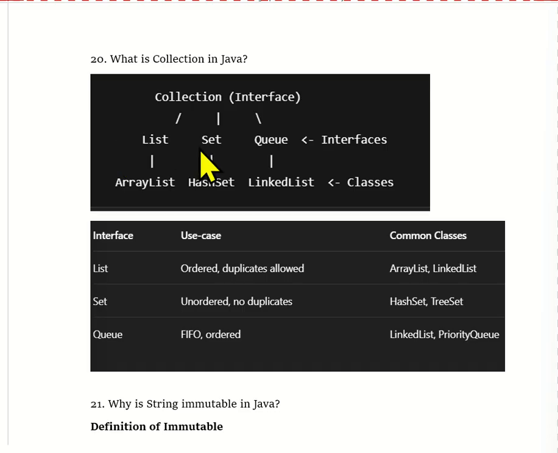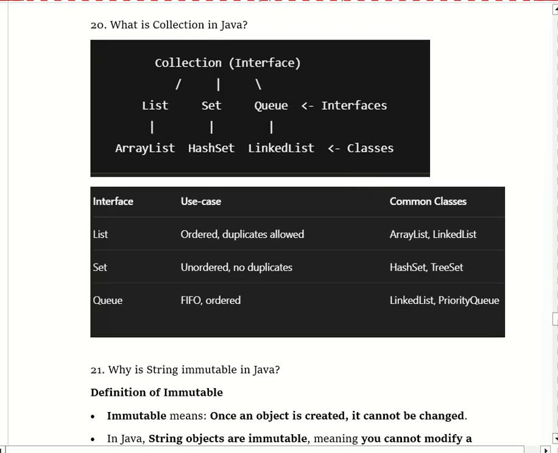List interface contains classes like ArrayList, LinkedList and Vector, and the set interface consists of classes like HashSet, LinkedHashSet and TreeSet. And when we talk about the queue interface, the queue interface contains the LinkedList and the PriorityQueue. So in this way we have to explain the hierarchy of the collection.